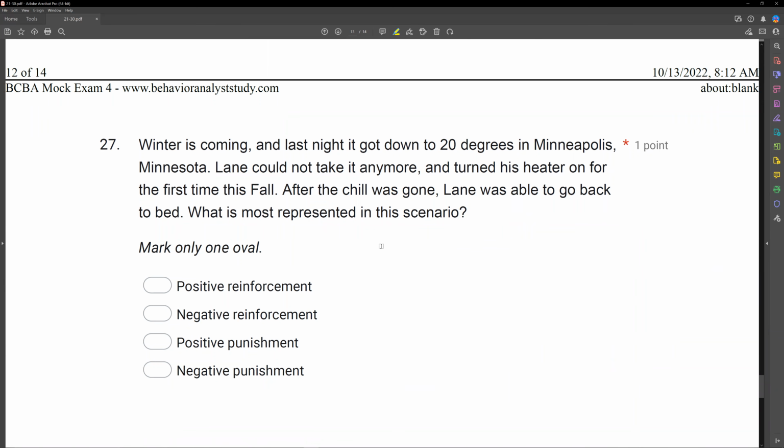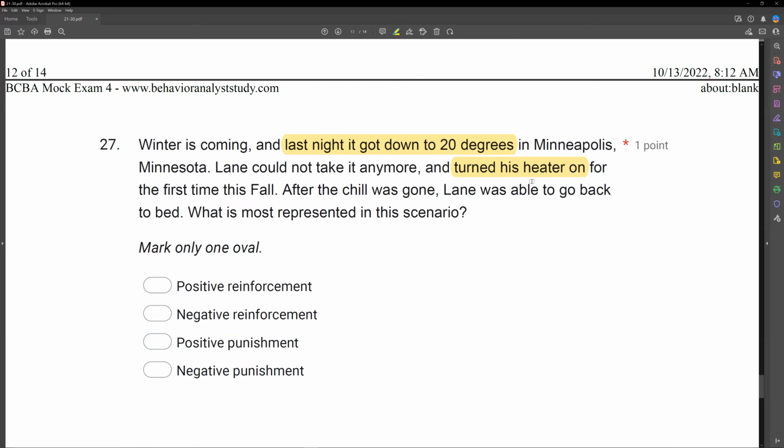I think these are the hardest of the reinforcement and punishment questions. Okay. I think positive and negative punishment are pretty easy, pretty clear. But when we start talking about positive versus negative reinforcement, it can get a little tricky. So you have to break it down, especially when studying. So what do we know? We know last night, 20 degrees. Lane couldn't take it anymore. It's cold. Turned his heater on.